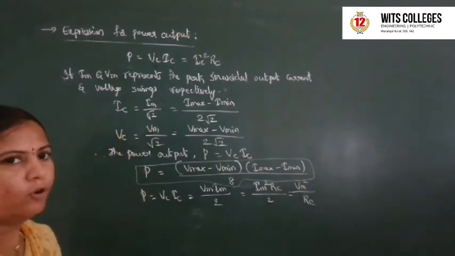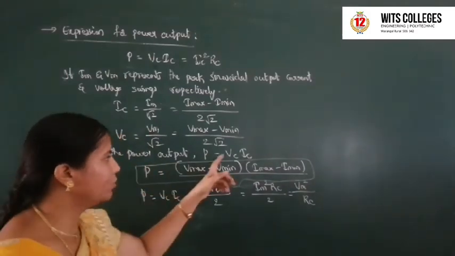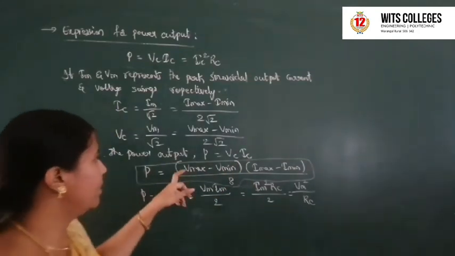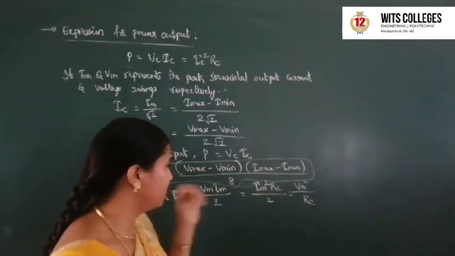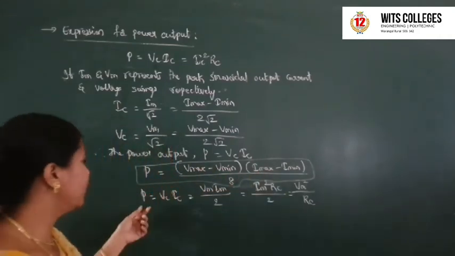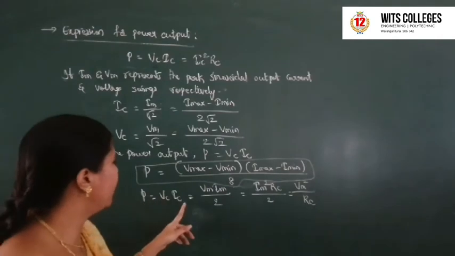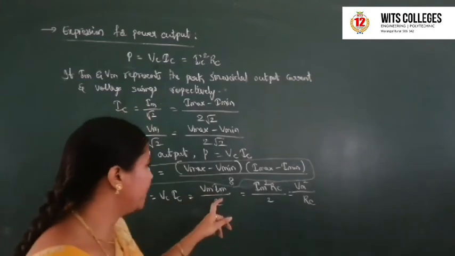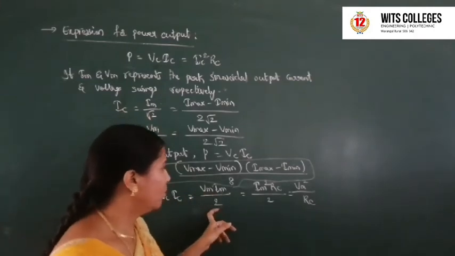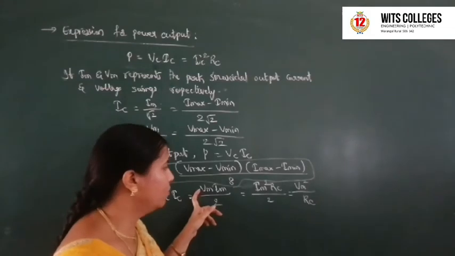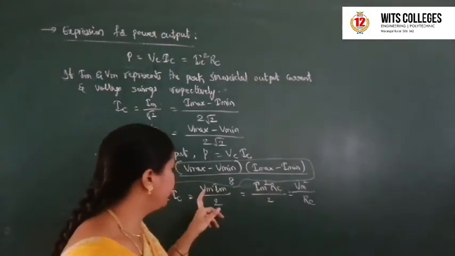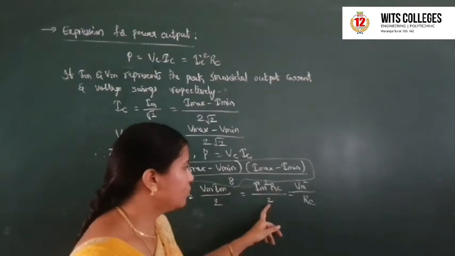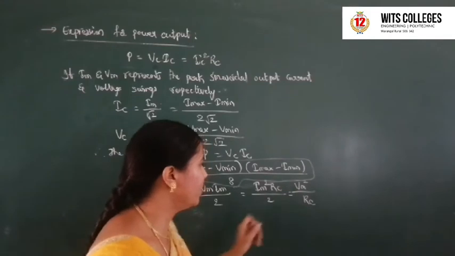Therefore, to derive the equation for power output, P equals VC into IC. Substituting these two, you will get Vmax minus Vminimum into Imax minus Iminimum by 8. Another equation: substituting VC equal to Vm by root 2 and IC equal to Im by root 2, you will get Vm into Im by 2. If you substitute Vm equal to Im into RC, you will get Im square into RC by 2, which is equal to Vm square by RC.